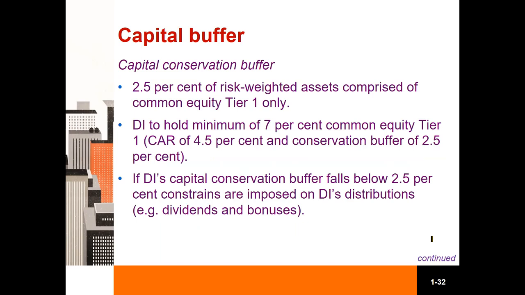With this buffer, depository institutions will build up capital to absorb losses during periods of financial and economic stress. If a depository institution's capital conservation buffer falls below 2.5%, constraints are imposed on the depository institution's distributions, providing further incentive to the depository institution to meet the buffer at all times.